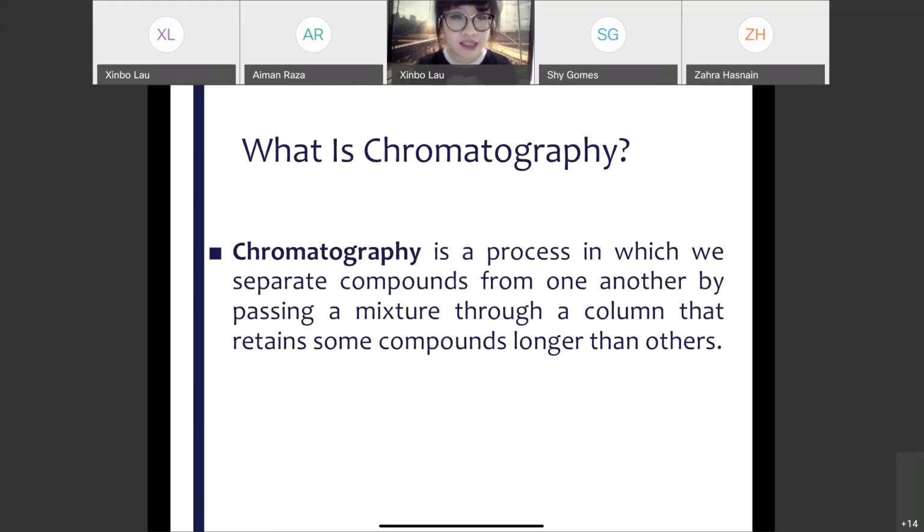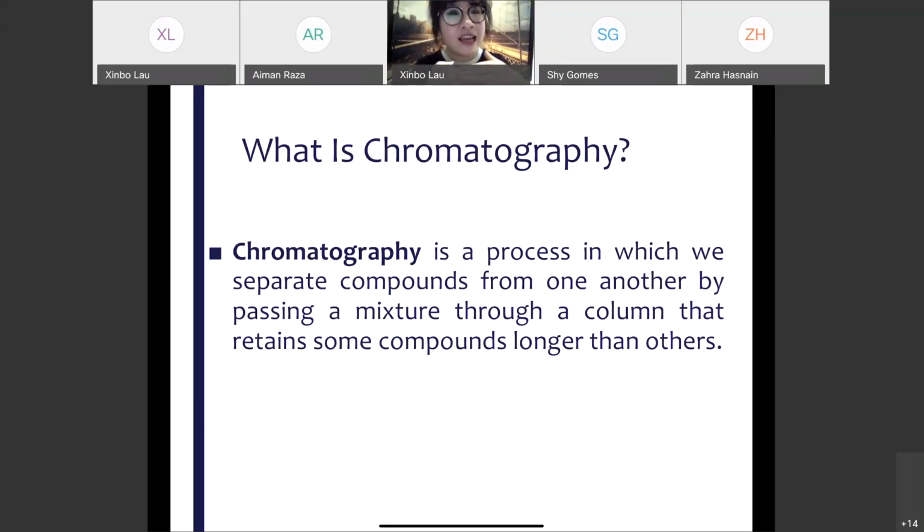Chromatography itself is a process, like I mentioned earlier, to separate compounds from one another by passing a mixture through a column that retains some compounds longer than others. Basically there is an interaction between your compound, your target, or your analyte, whatever you want to call it, the sample, your interest. All those things describe your sample, and that has interaction with the stationary phase.